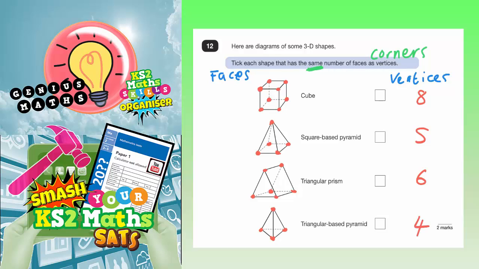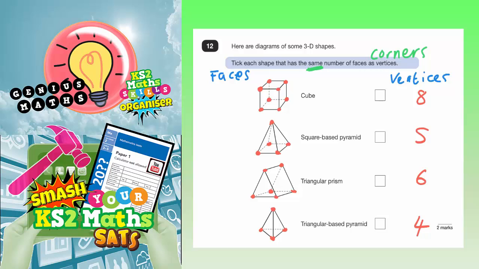Now we need to talk about number of faces. Well, a face on a 3D shape is like on a dice that's got 6 sides. So how many sides has it got? It's the 3D word for sides. So like a dice has got 6 sides, it's also got 6 faces. So, easiest way of thinking about the faces is to think about the flat surfaces.